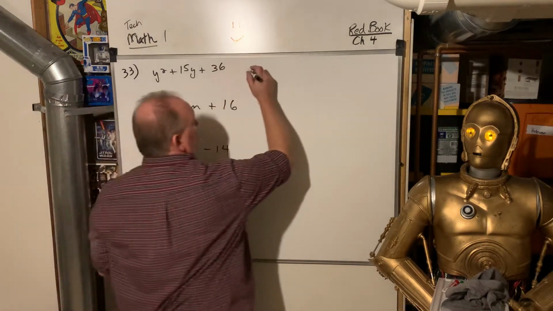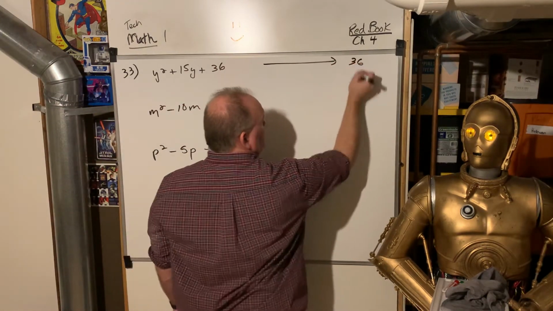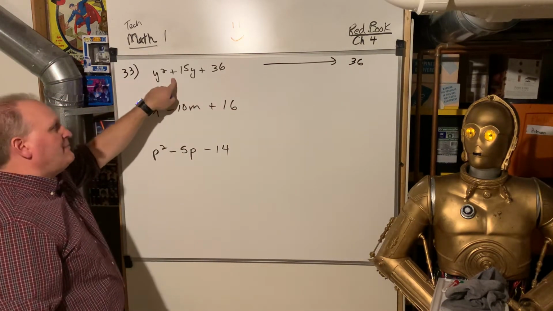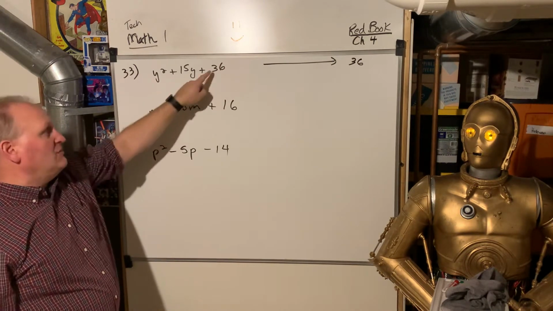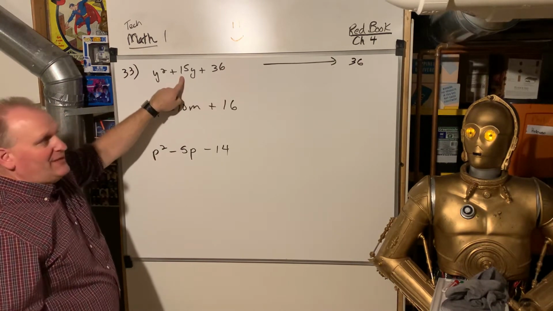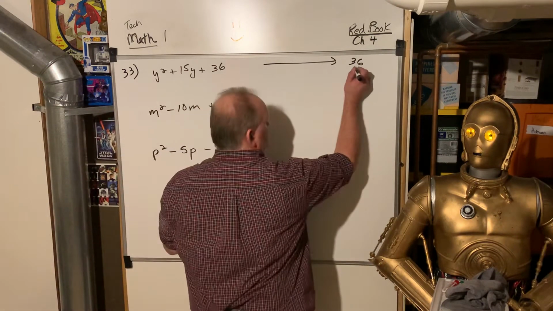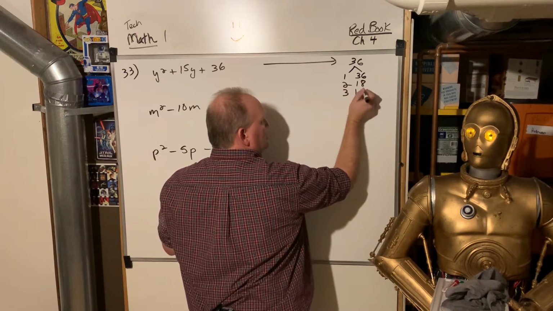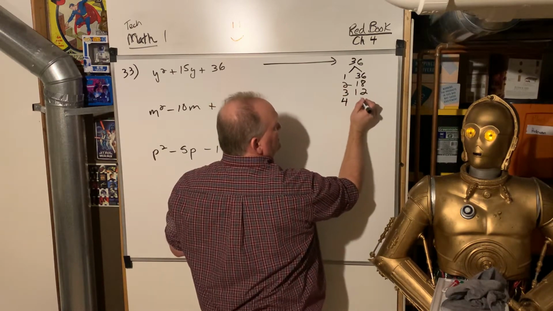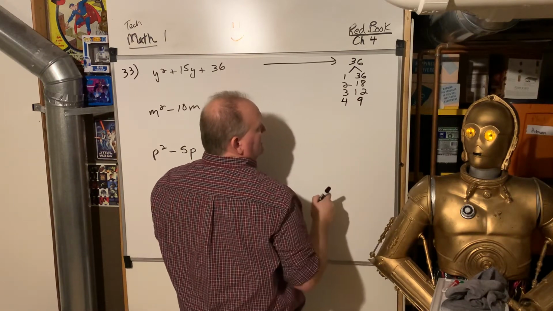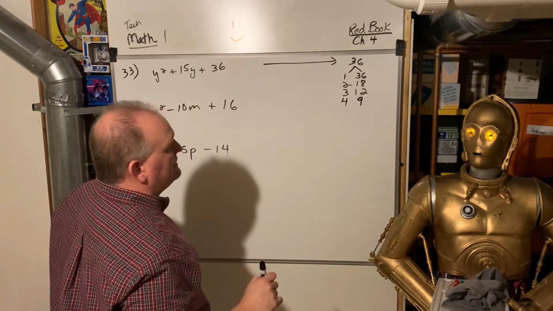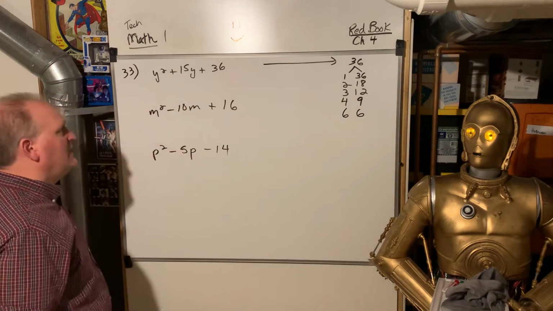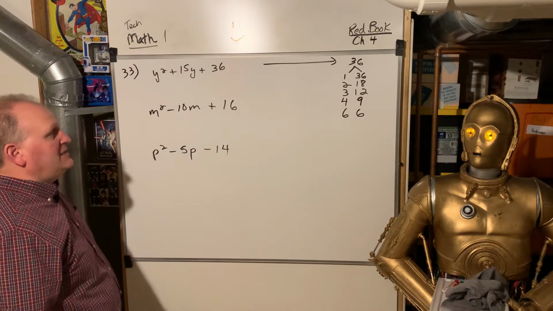So 36. Let's make our list of suspects for 36. That is everything that multiplies to be positive 36, but we need it to add up to be positive 15. So multiplies to be this last number, but adds to be the middle number. So let's build our list of suspects. 1 times 36, 2 times 18, 3 times 12, 4 times 9. I think that's everything. Six times six, of course. All right, so there's our whole list of suspects. That's everything that multiplies to be 36.